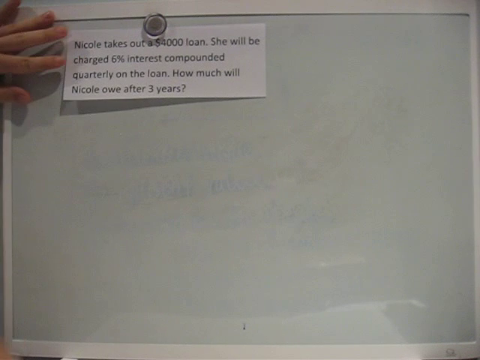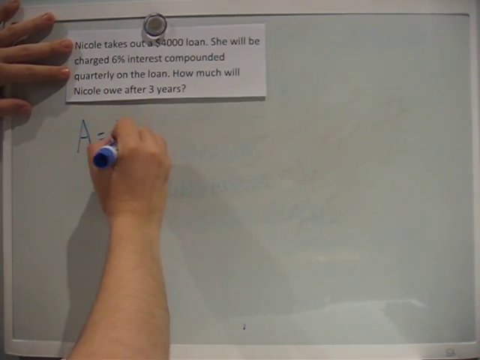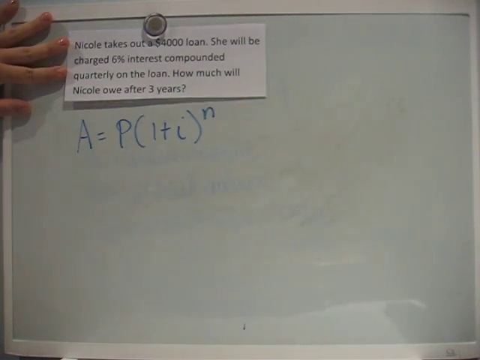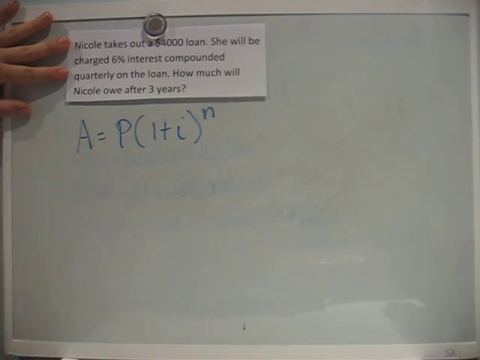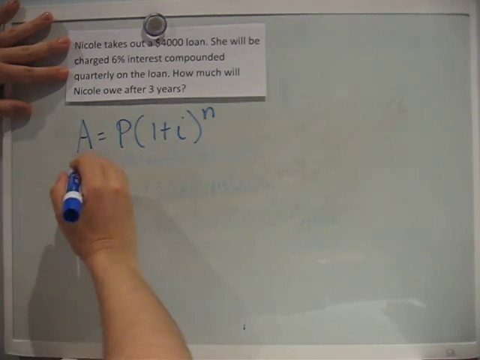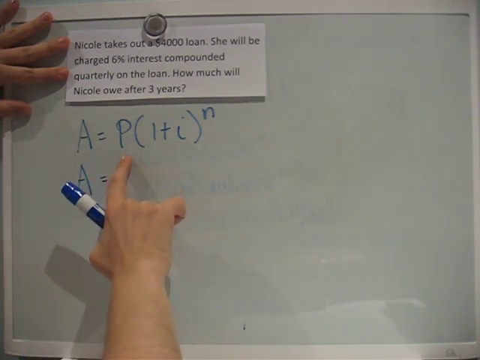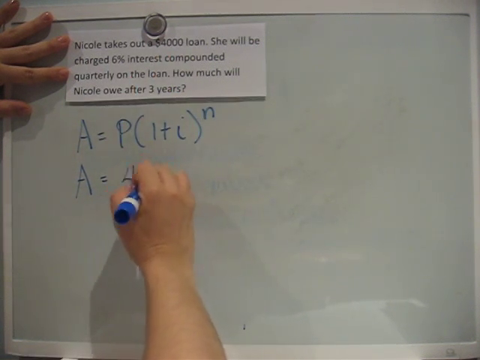So we know our main formula, A equals P(1 plus I)^n. We're looking for the future value. How much will Nicole owe at the end of the 3-year loan? So solving for A, we have a principal amount, the original amount of the loan, which was $4,000.